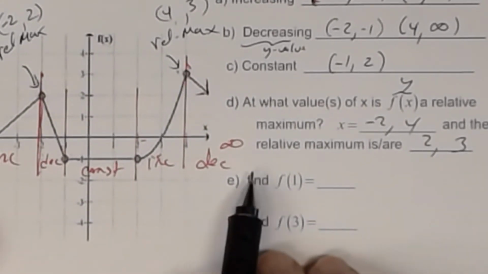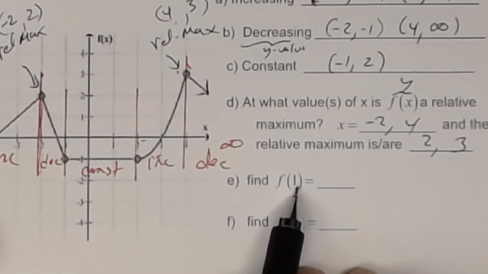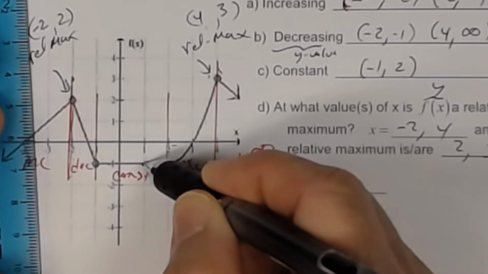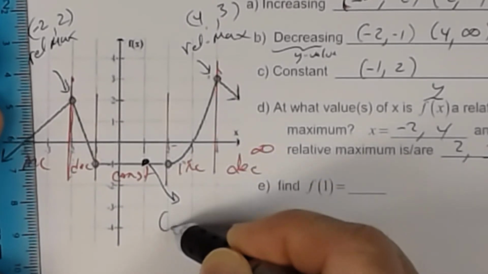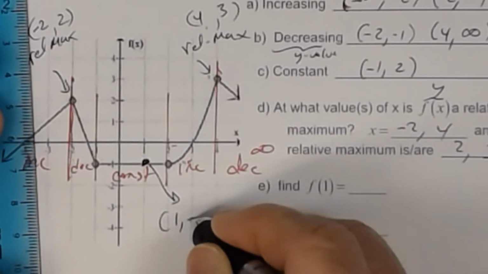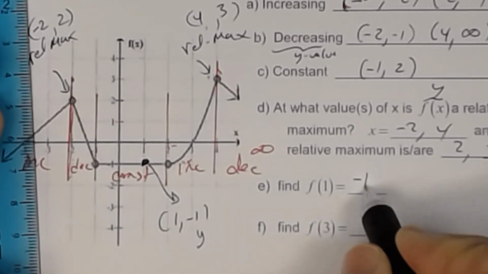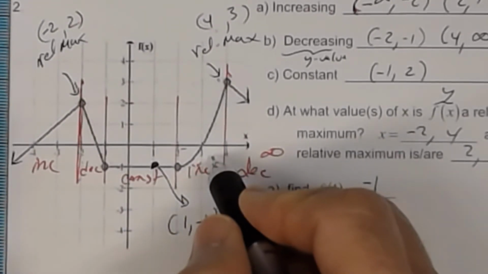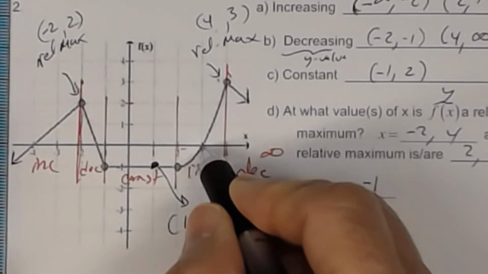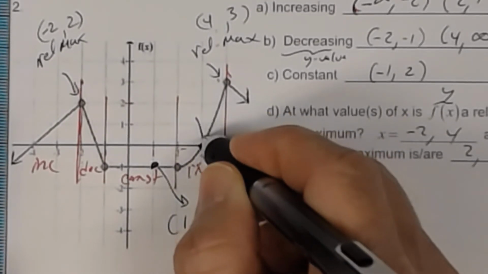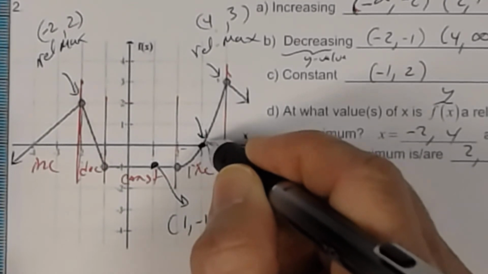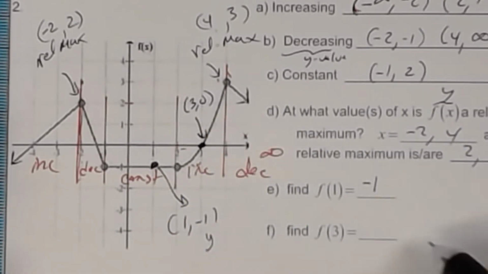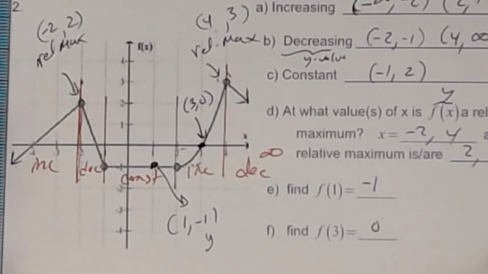All right, so let's look at this one. Here they want to know, what is the y value when x is 1? Here's x is 1, and this is the point that corresponds to that. So when x is 1, my y value is -1. So the answer is -1. What's the y value when x is 3? This is a little bit harder for some students because it crosses the x-axis there. Remember, that's the x-intercept. So when x is 3, the y value is 0. The answer is 0.